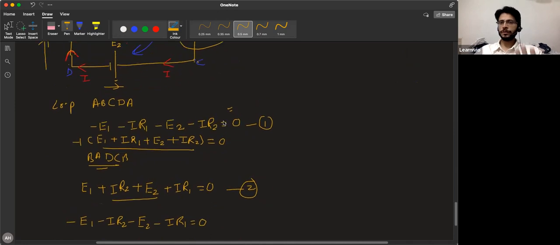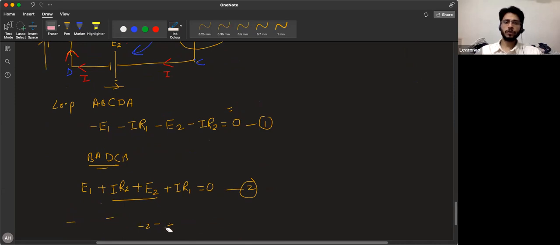Is it clear, this thing? If we change the direction of loop, there is no effect on the equation. Yes, sir. Okay, note it down. So I'm deleting it, it will create confusion. I just want to show that even if you change the direction, the equation will not change. The equation remains. x plus y equal to 0 and minus x minus y equal to 0 are the same equations. They are not two different equations.